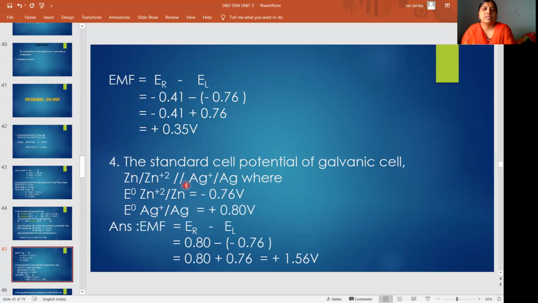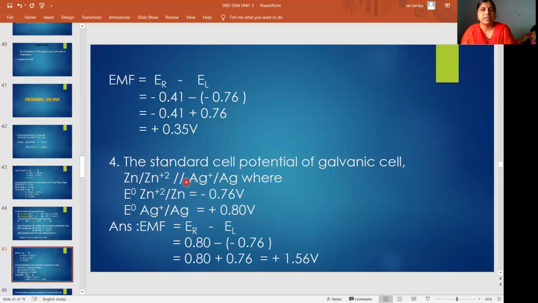Then the fourth question. The standard cell potential of the galvanic cell Zn, Zn plus 2, Ag plus, Ag, where E0 of Zn plus 2 is minus 0.76 volts, and E0 of Ag plus Ag is plus 0.80 volts. So these are the potentials of the zinc and silver, and he asked to calculate the EMF of the cell.